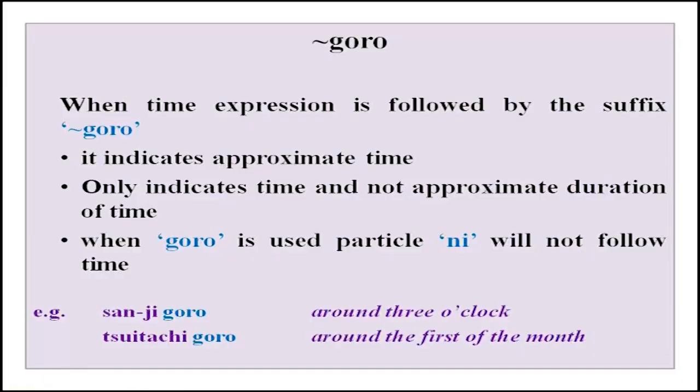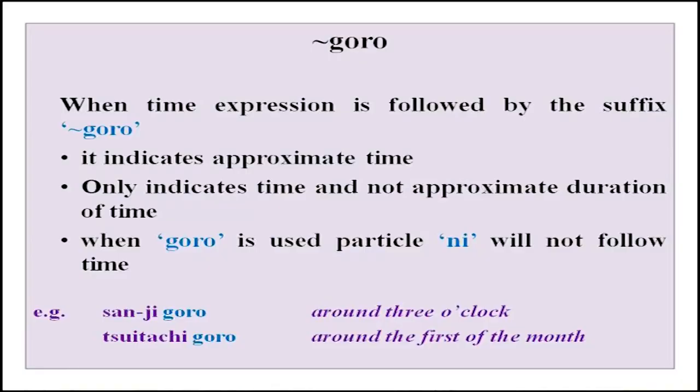When a time expression is followed by the suffix goro, it indicates approximate time, and please, it only indicates time and not approximate duration of time. So it is exact time and not ichiji kara niji made goro, something like this. No, that is not to be used, only for indicating time. When goro is used, particle ni will not follow time, as I just told you. For example, sanji goro and tsuitachi goro. It can also be used for exact date.